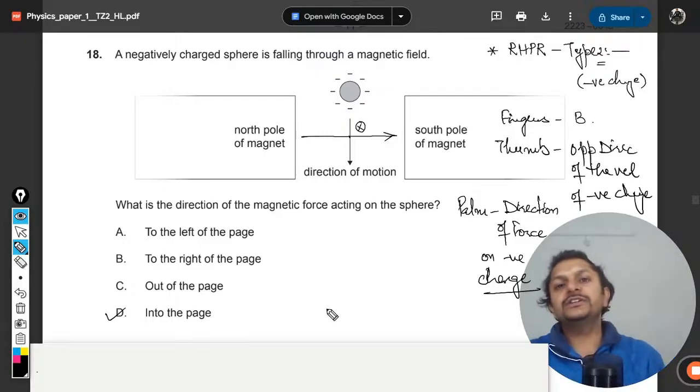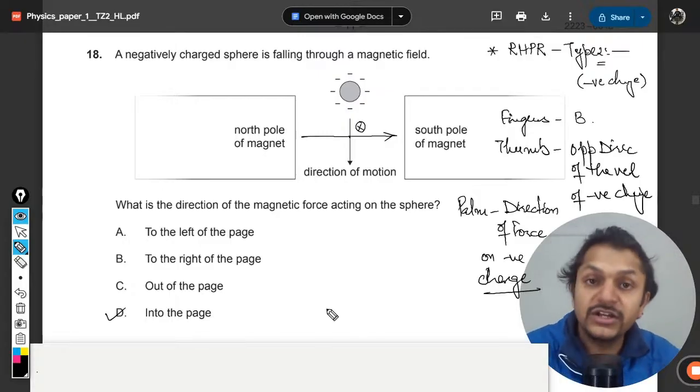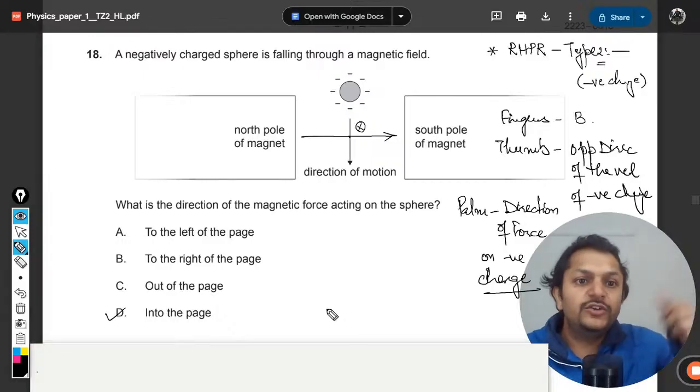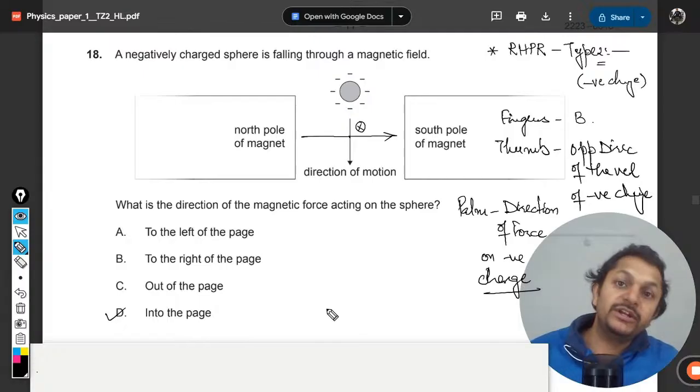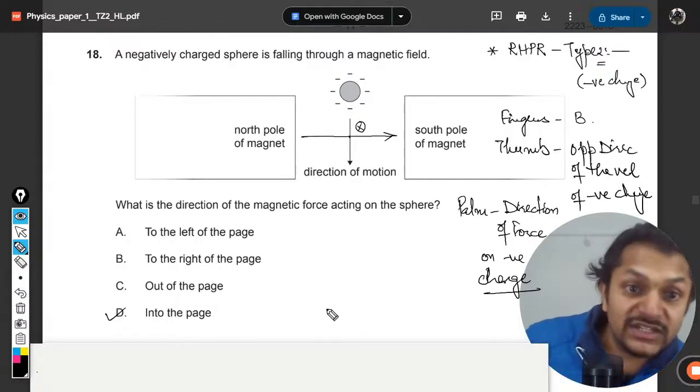So be very particular. This is only and only applicable on negative charge. In the case of positive charge, we do not use the opposite direction. We use the actual direction of the velocity, which will be downwards. Okay, dear students, so this is how we do this question.